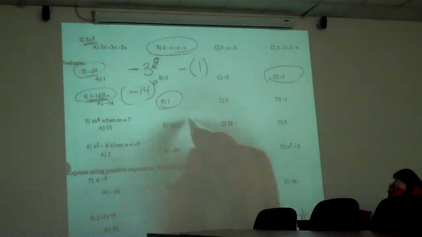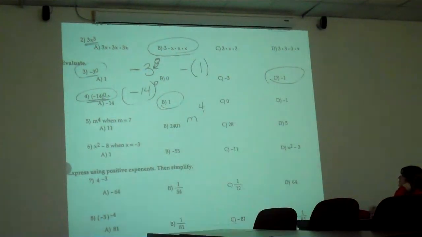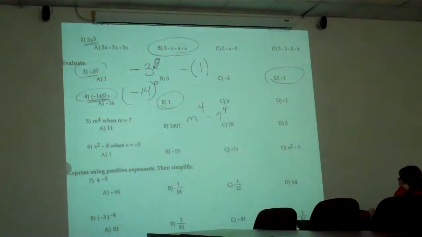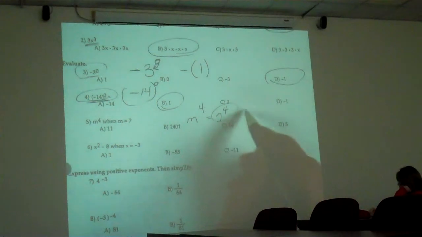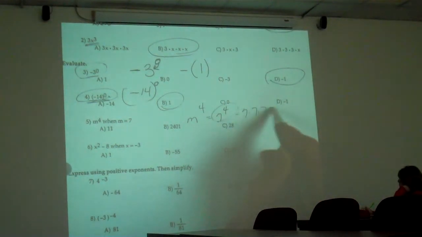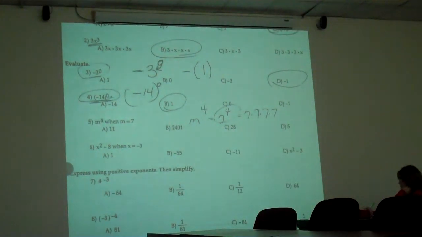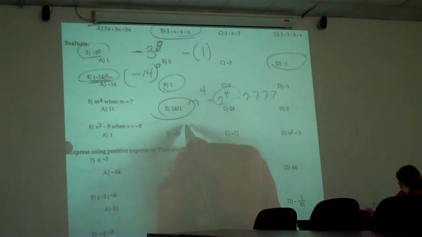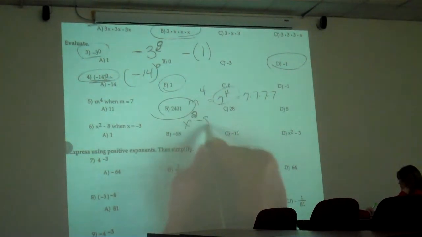M to the 4, where m is 7. So you have 7 to the 4th power. Go ahead and evaluate it. Don't just write it like this. You need to go ahead and do 7 times 7 times 7 times 7. Which is what? 2401? Yes. Okay.